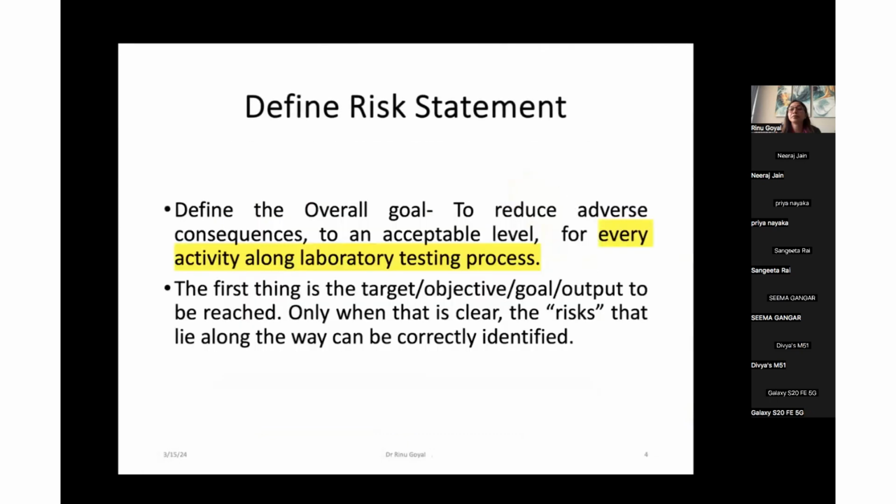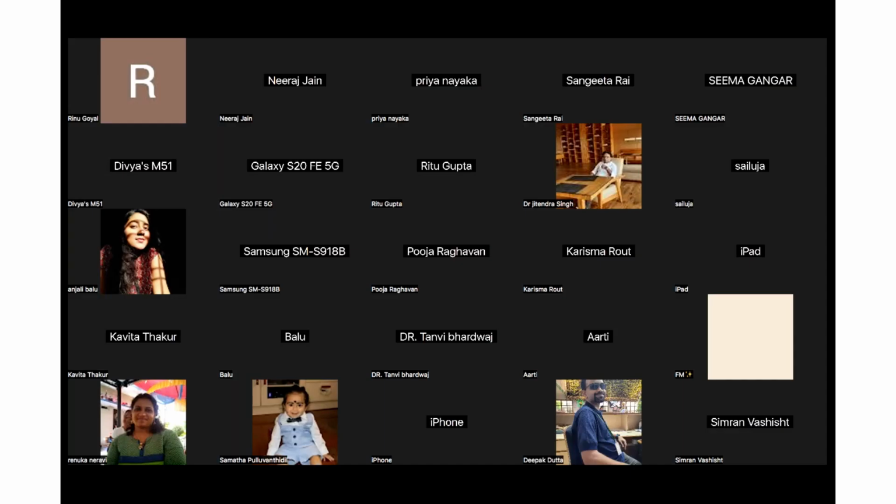So I would like to know, please write in the chat box, what all did you notice in this video? Did you enjoy this? Now please write in the chat box what this baby is trying to do. Am I audible to everyone? Yeah, please write in the chat box. The baby is trying to jump out, using a pillow to get off the bed.